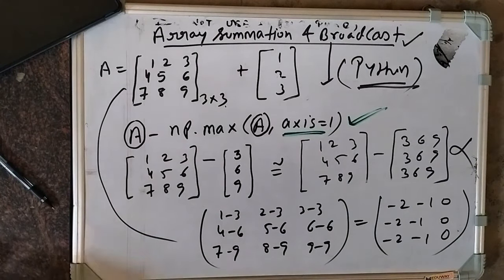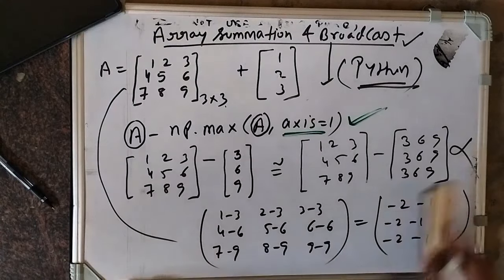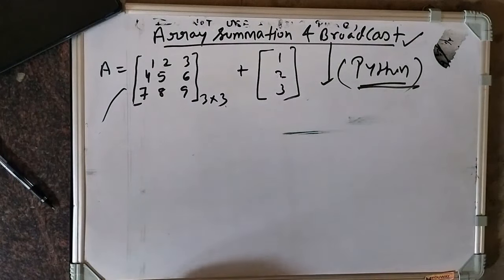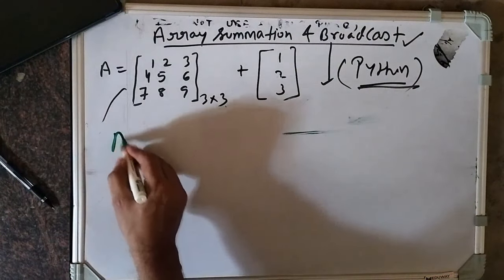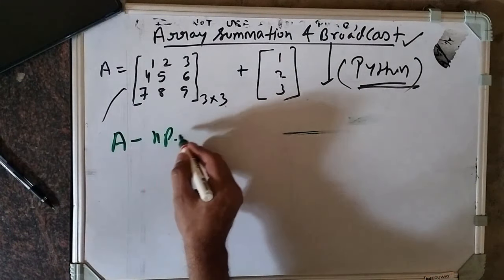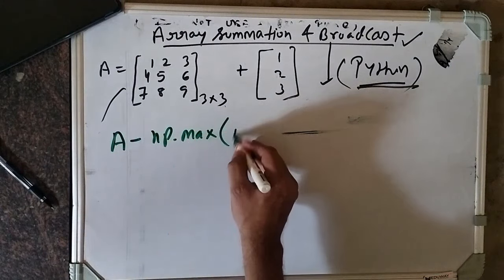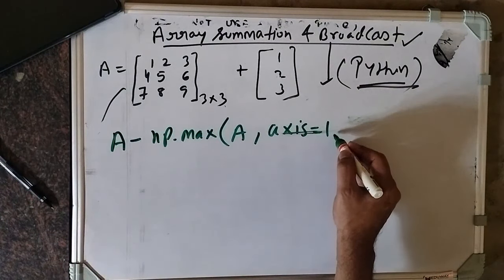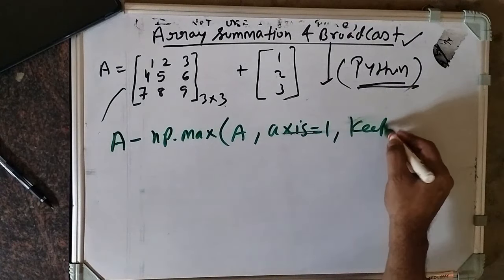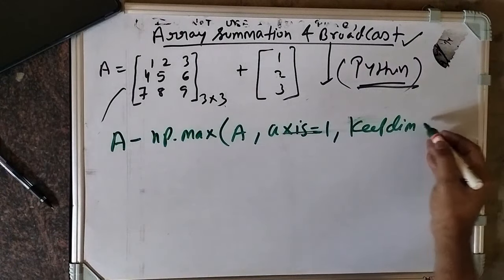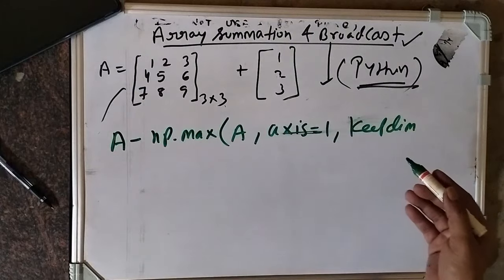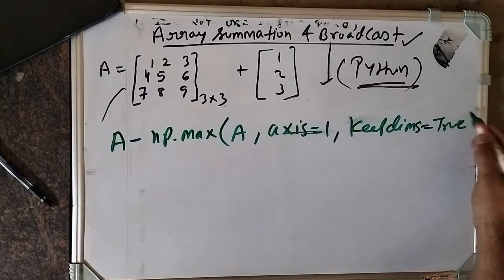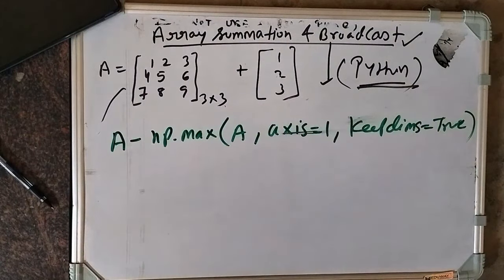So how to solve this problem? You have to keep dimension. Okay, this is the problem. So what you will write? You will write A minus np.max(A, axis=1), then keepdims. You can also write keepdims equal to True. Okay, you can also write the code in your Python.